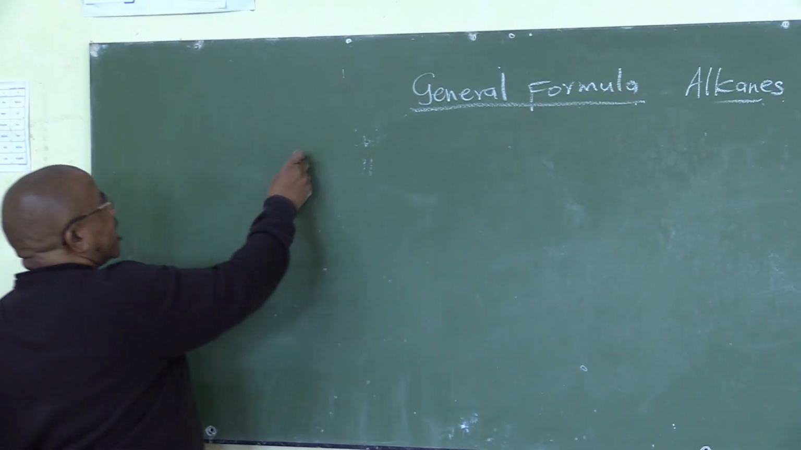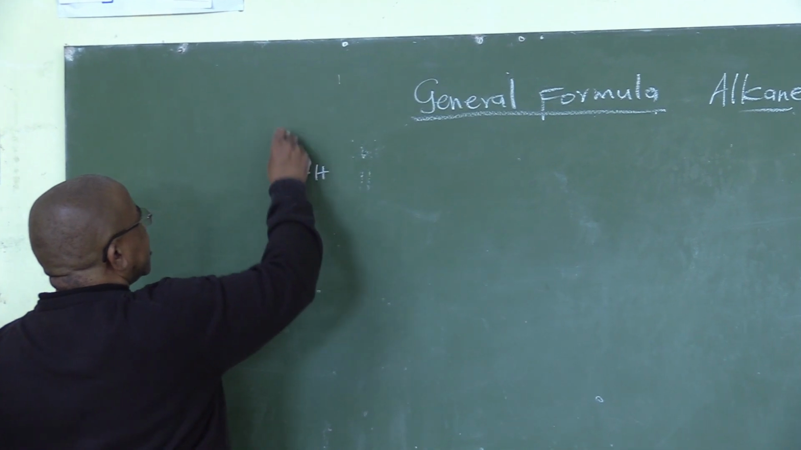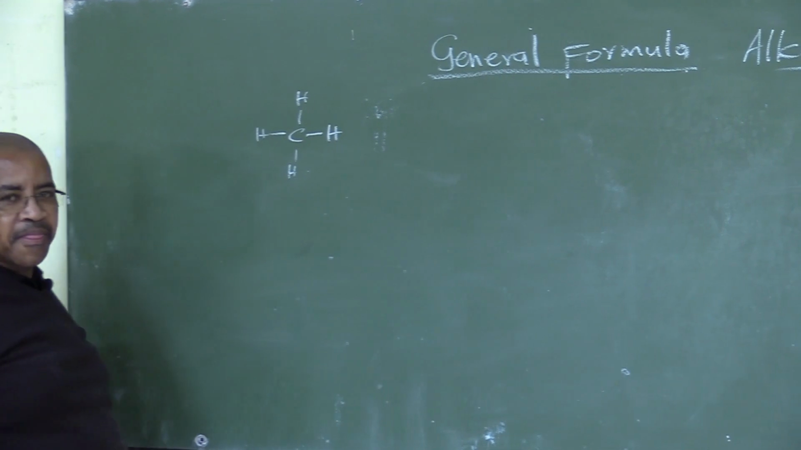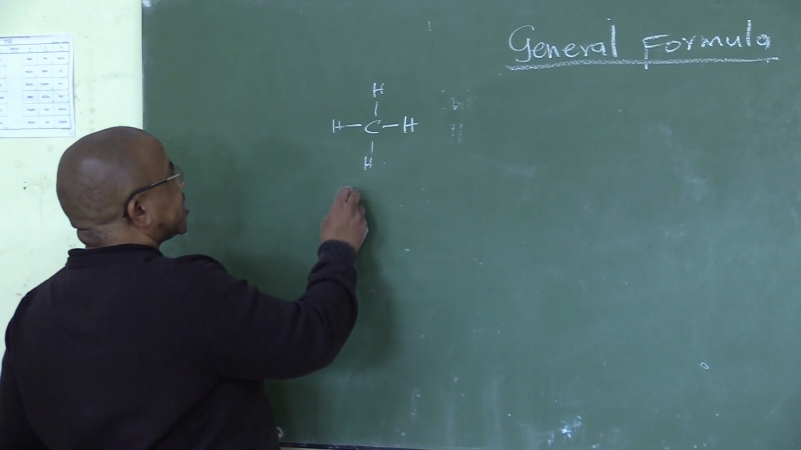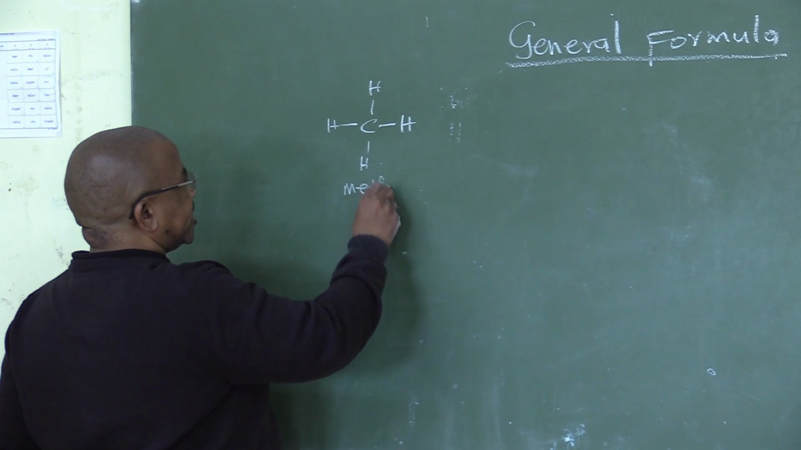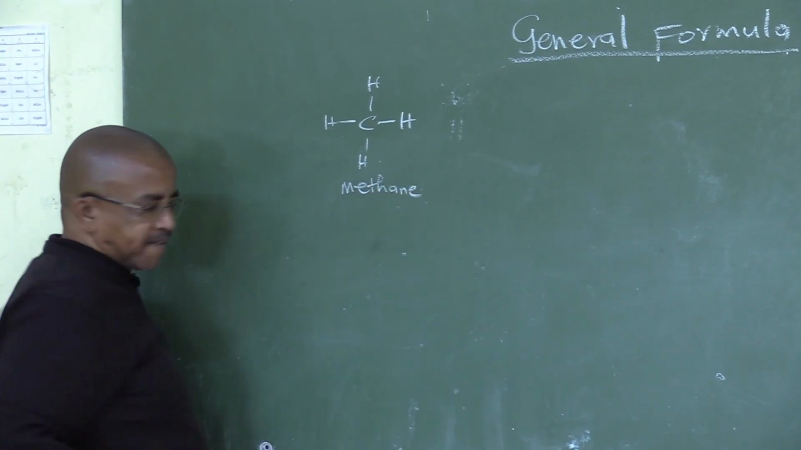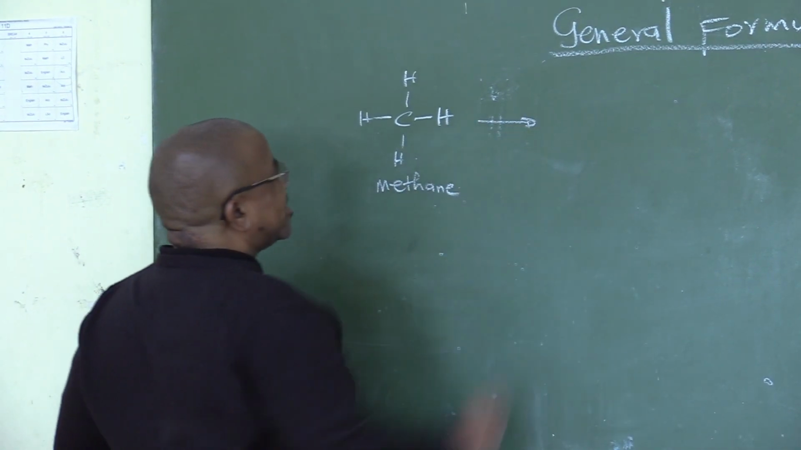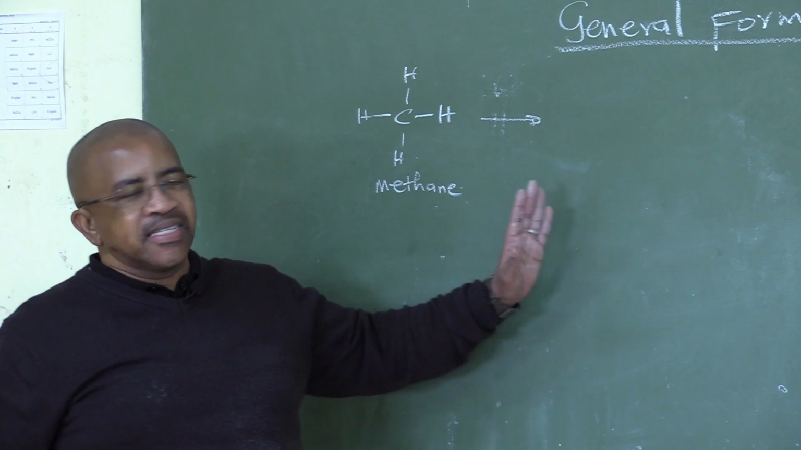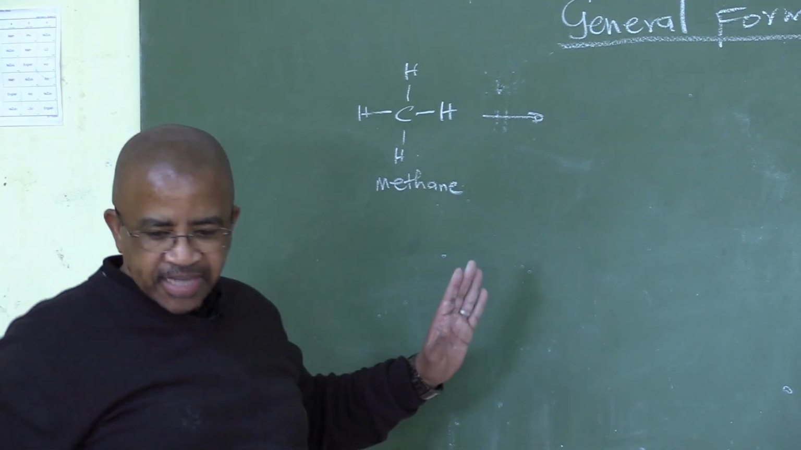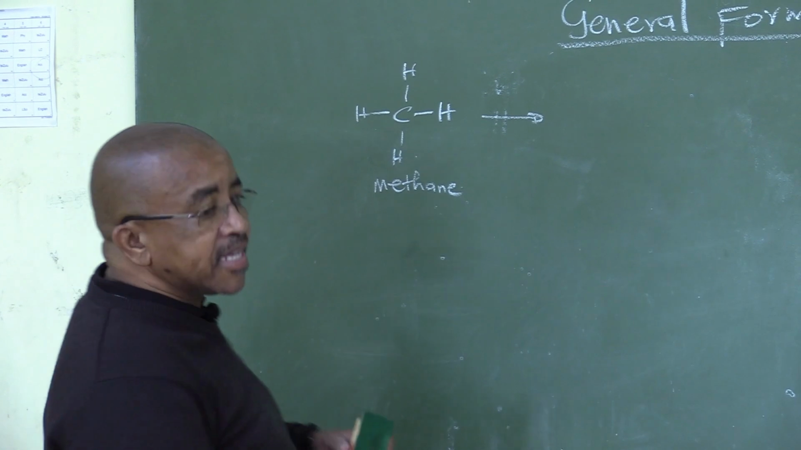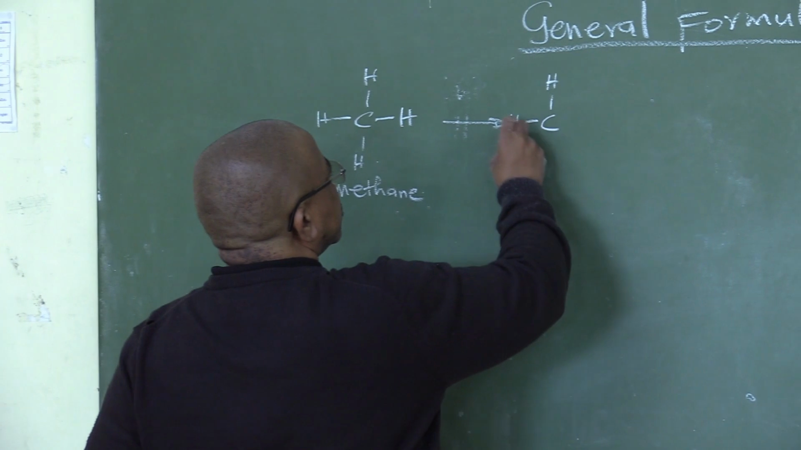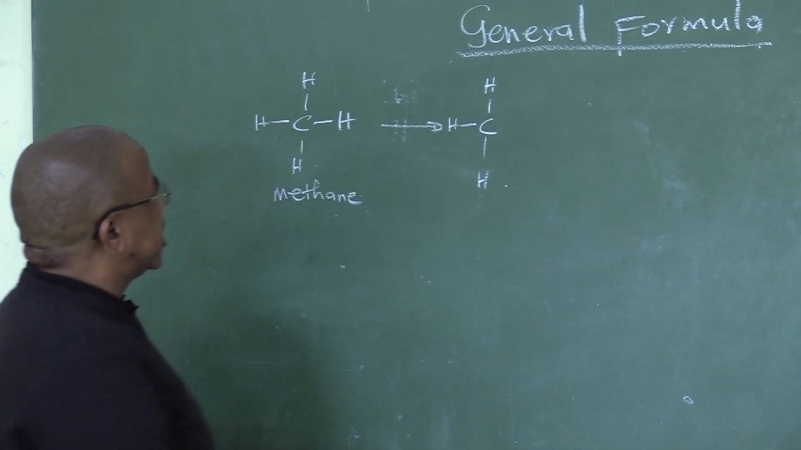Ama-alkanes, asiqale ngale yokuqala, sino CH, H, H, H. This is what? This is methane. All right. Now, uma ngizoya kwi-ethane, ake ngithi ngithatha i-ethane yethu ime kanje. It's 1, 2, 3. Asithathe ukuthi yile carbon le.